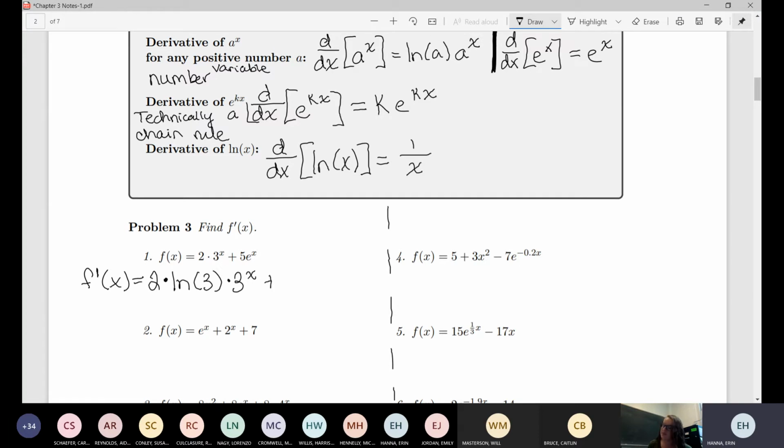Then I have to add that to the derivative of 5e to the x. That 5 comes along for the ride. What's the derivative of e to the x? E to the x. You can't really rewrite that anymore. If you wanted to type in 2 times natural log of 3 into your calculator and get a decimal, I guess you could, but I would just say leave it. And you don't really need those multiplication dots in between them, but I just think it breaks it up kind of nicely.